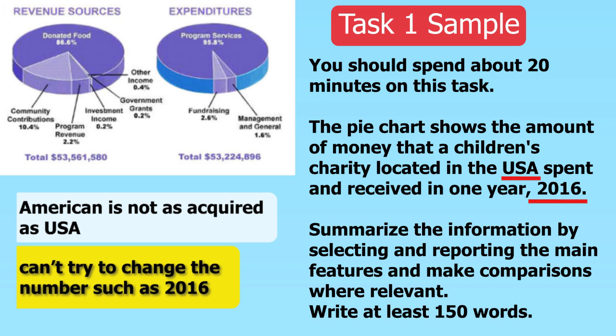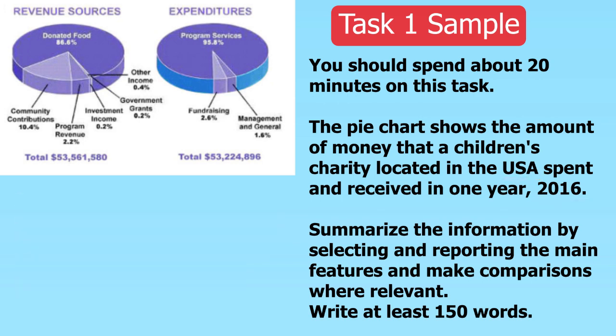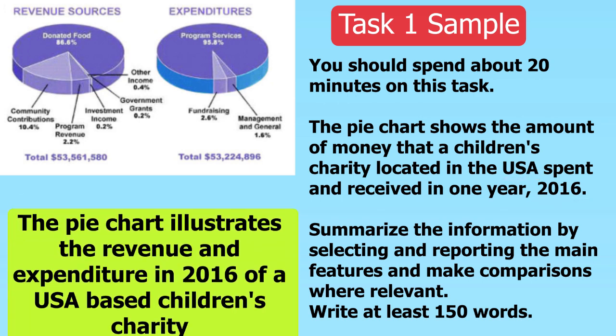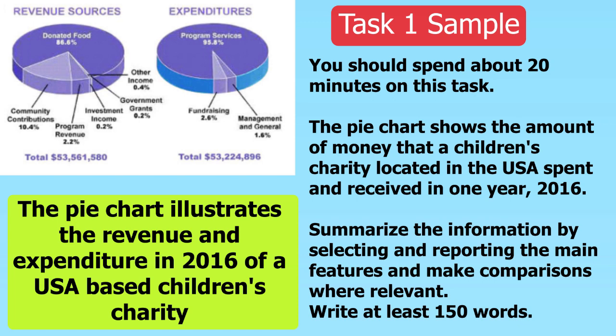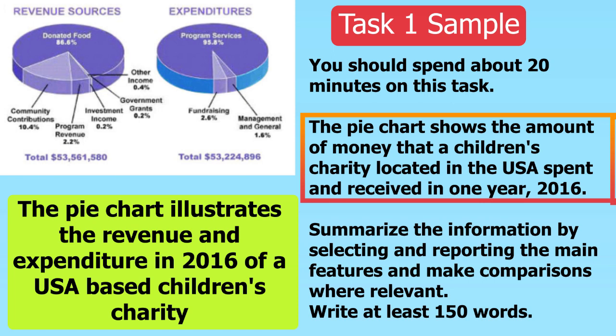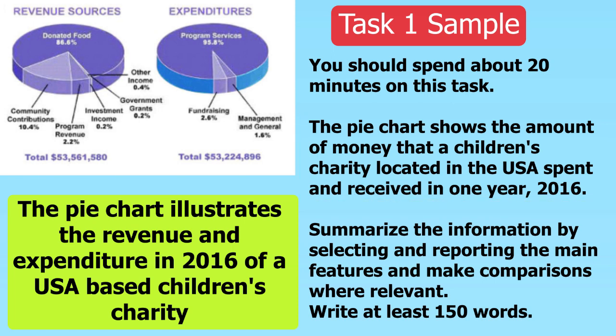So, now we're going to put them all together, but we're going to apply the second technique of reordering. What we're going to do is we're going to take that chunk at the bottom that says 2016, and we're going to throw it in the middle. Here's how this sentence would sound. The pie chart illustrates the revenue and expenditure in 2016 of a USA-based children's charity.